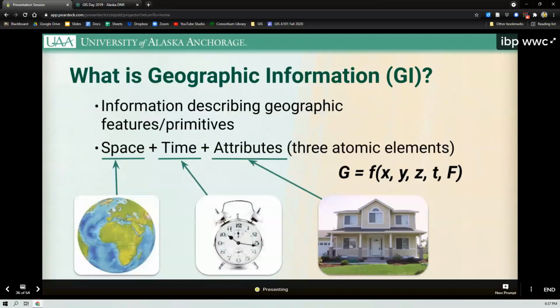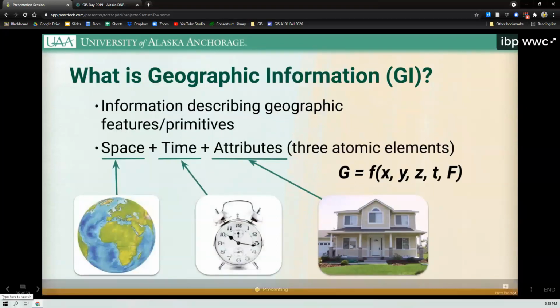So GIS, the geography part is fairly obvious. I've talked a lot about the information part, which is the attributes. There can also be a time component. So when we're looking at temporal data, we can look at change over time, development of problems over time. We can look at how geographic inventories have evolved over time.